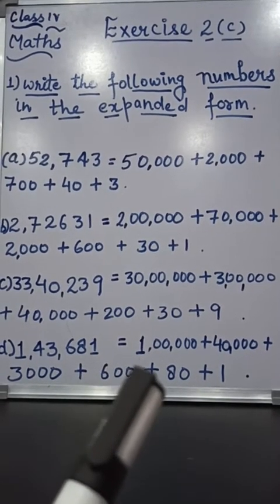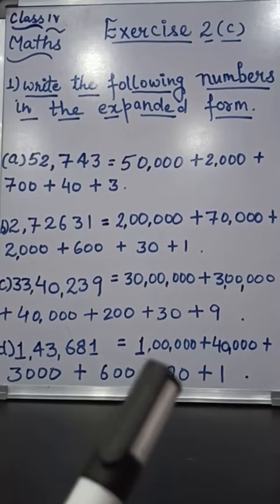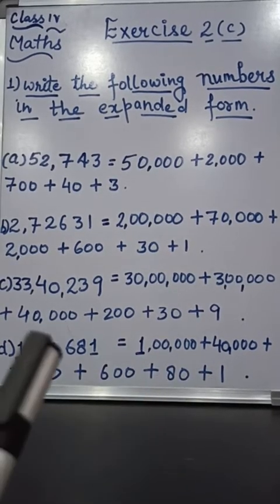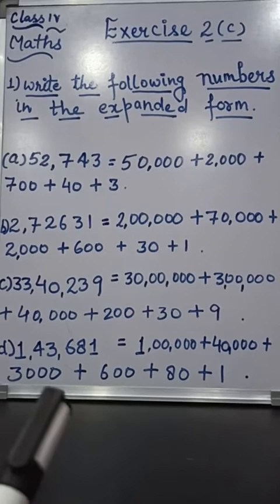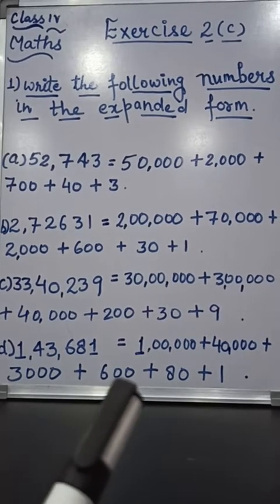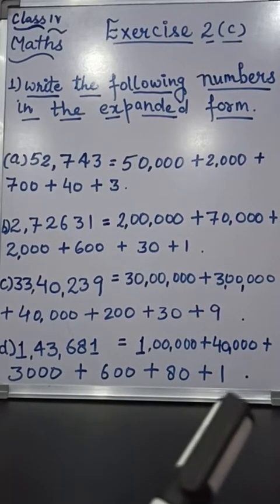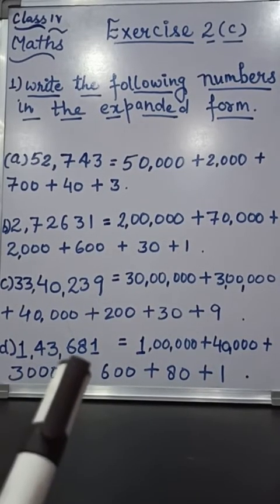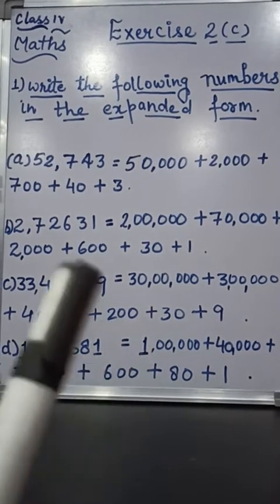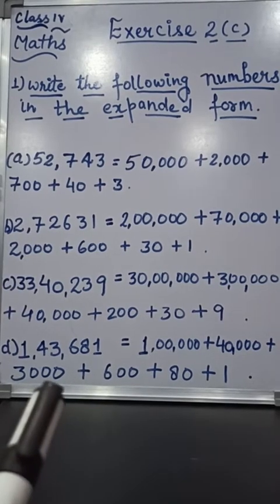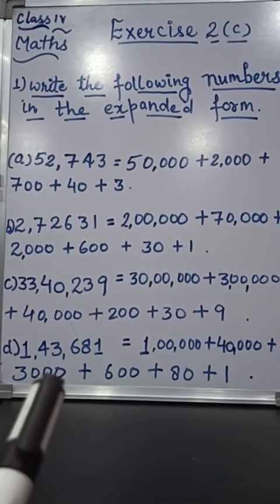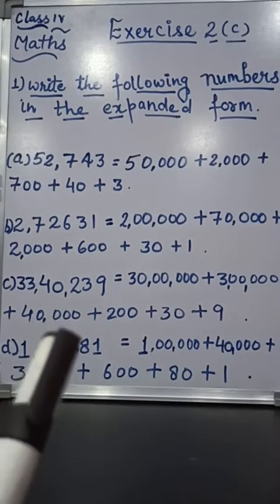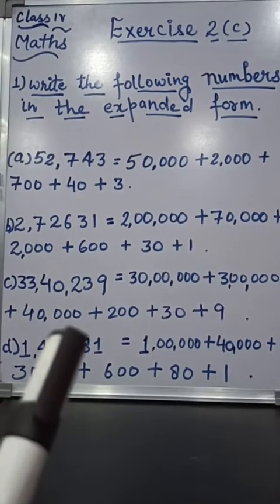Now question D. 1,43,681. So what will be the expanded form? 1 lakh plus 40,000 plus 3,000 plus 600 plus 80 plus 1. So this is the expanded form of 1,43,681. A to D I have given, and question E you have to do by yourself. Okay, it is for your practice.